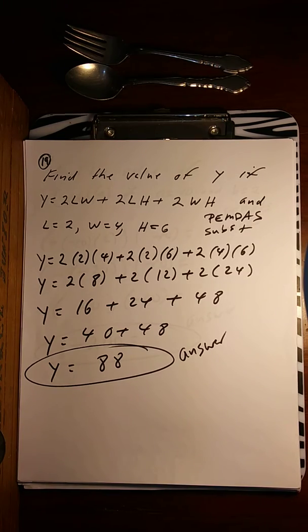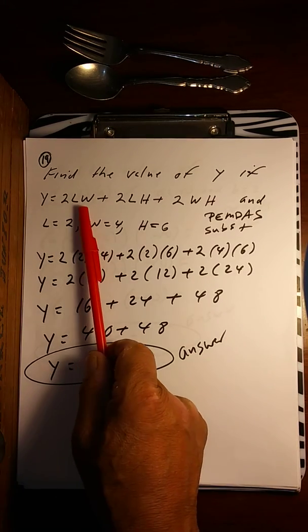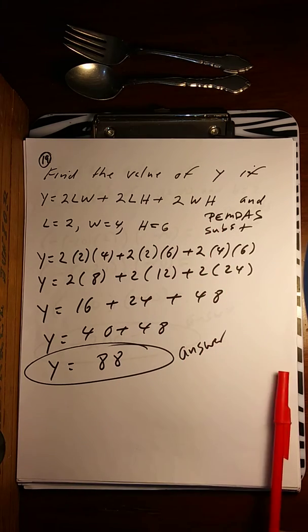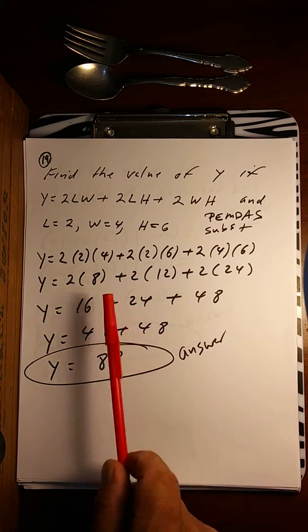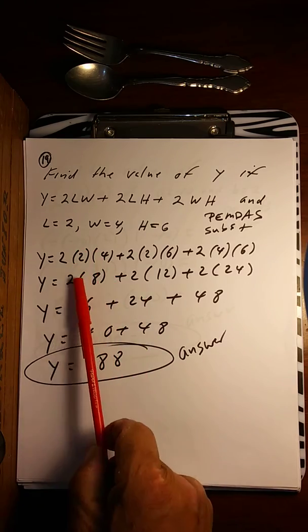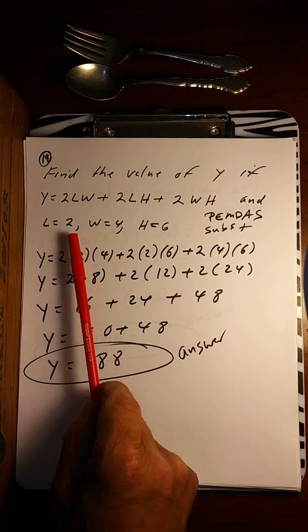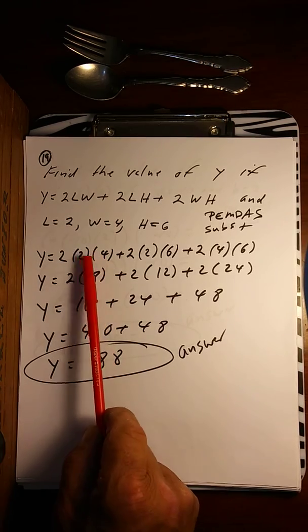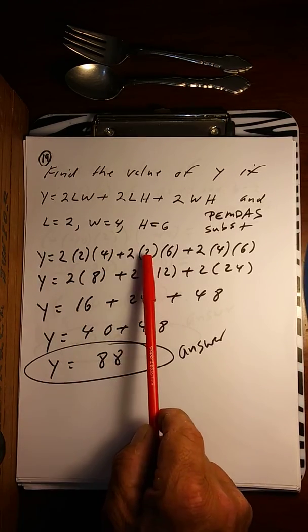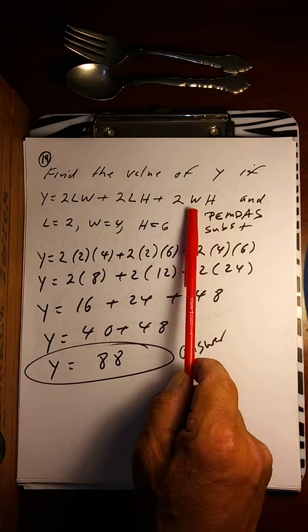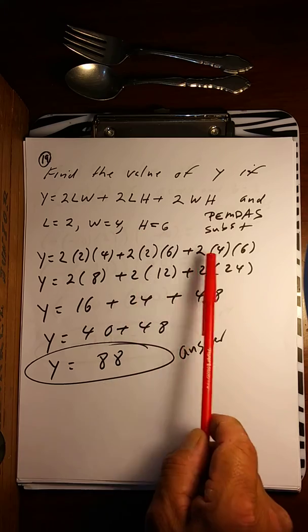Find the value of Y if you have 2 lengths width, 2 lengths heights, 2 width heights. It's kind of like a rectangular box. The surface area would be all this. So let's see. So we're going to put numbers in. We have L, W, L and W, there they are. We have L and H, there they are. And then we have WH, W and H, there they are.